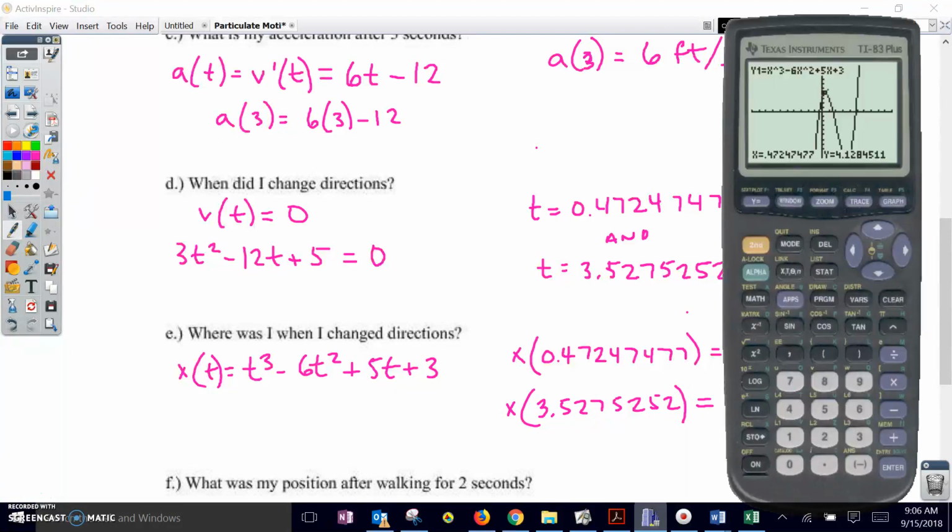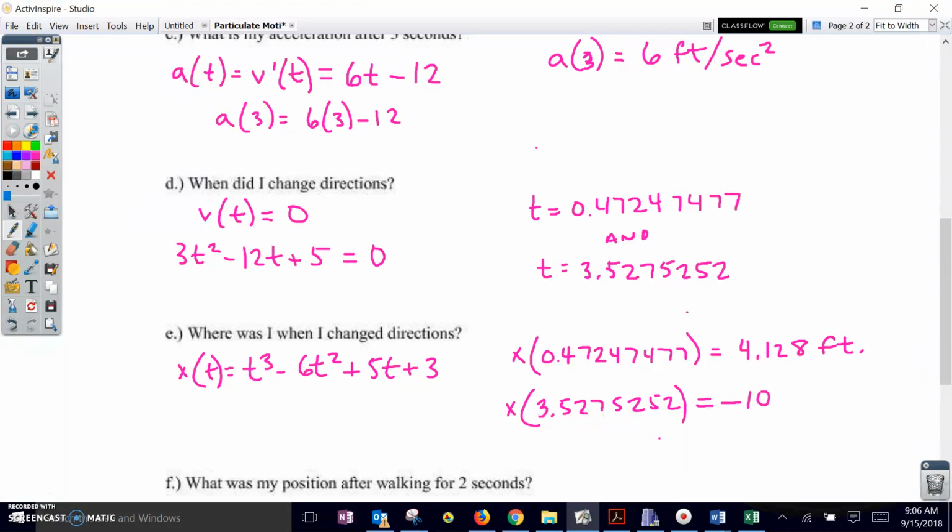We'll do the same thing. I'll trace it again, and I'll type in my other time, 3.5275252, and I get negative 10.128, and that's my position in feet the other time I change direction. So I'm 10.128 feet to the left of my origin.